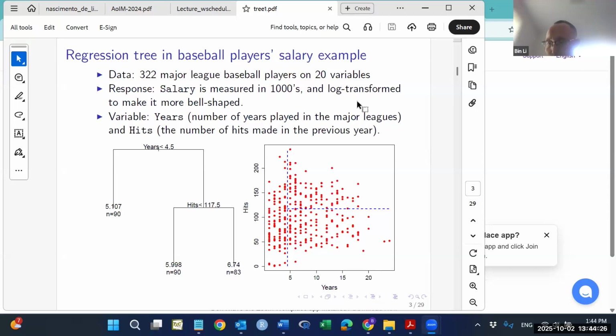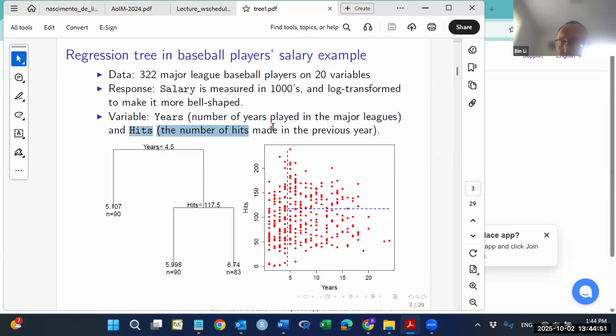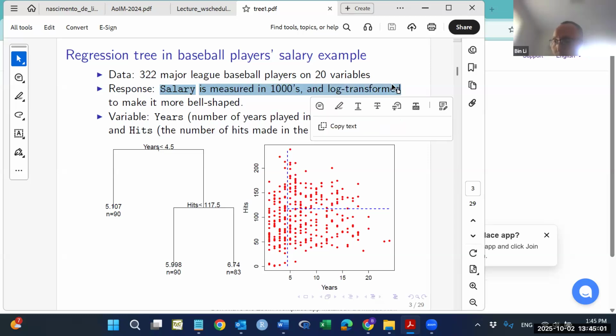Okay, so now the regression tree. This one is the Major League Baseball players' salary example. We have 322 players, and we have their number of years played in the major leagues, and the hits, that's the number of hits made in the previous year. The response is the salary measured in 1,000s, and we also did a log transformation.